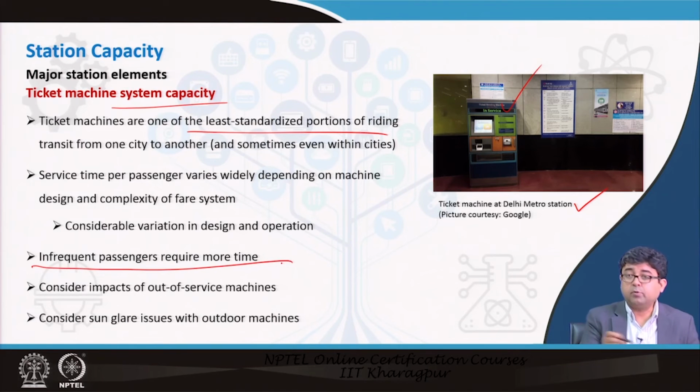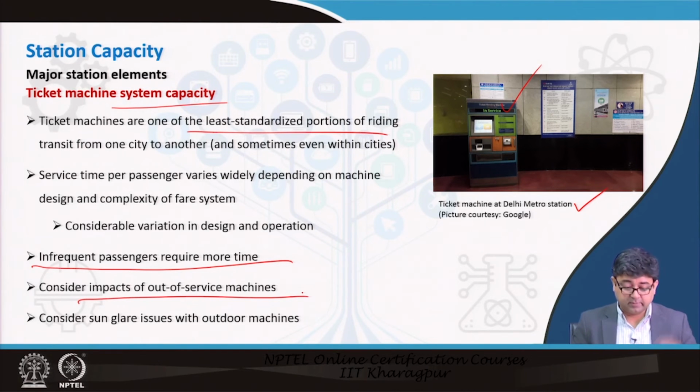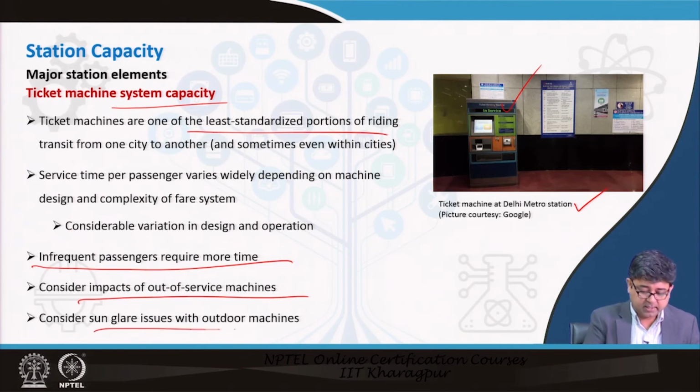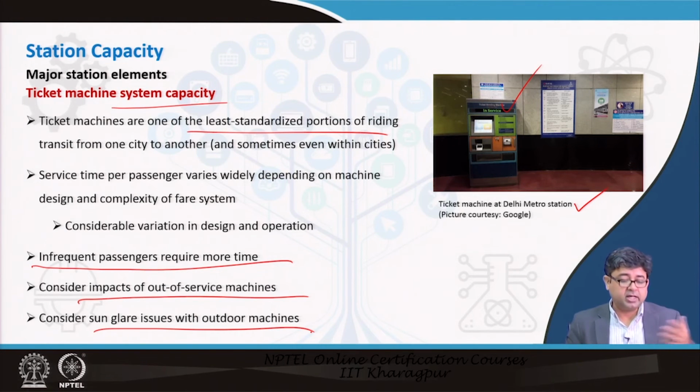Infrequent passengers require more time. If you are not familiar with it, you usually require more time, and then queuing starts to happen, and the capacity drops. There is a lot of impact of out of service machines. Suddenly a machine is not working, then the capacity goes down. Some sun glare from outdoor machines. So, there are factors that have not yet been standardized, values have not yet been developed for many of these factors, or newer elements in a station design.